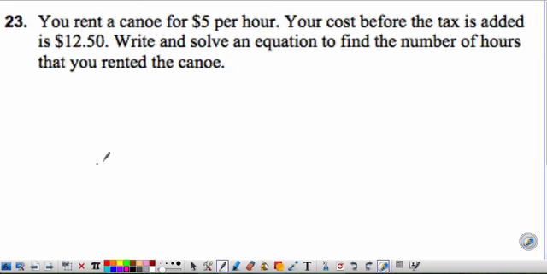All right, let's look at 23. You rent a canoe for $5 per hour. What have I been telling y'all per means? Times. So this is 5 times how many hours? If I rent it for 1 hour, how much have I paid? $5. If I rent it for 2 hours, how much have I paid? $10. If I rent it for 5 hours, how much have I paid? $25. The cost before tax is added is $12.50.